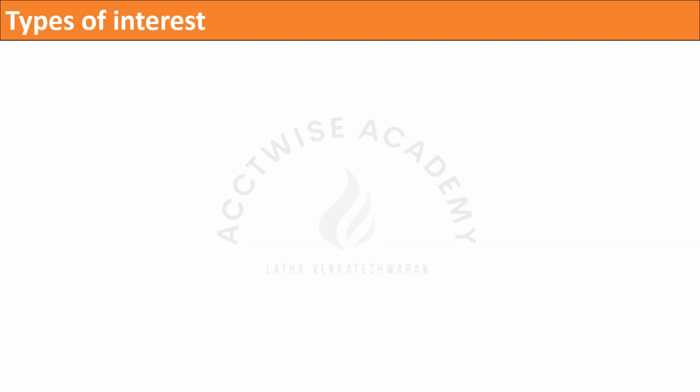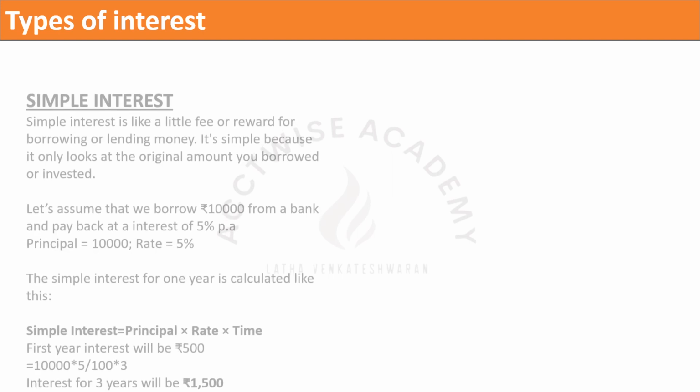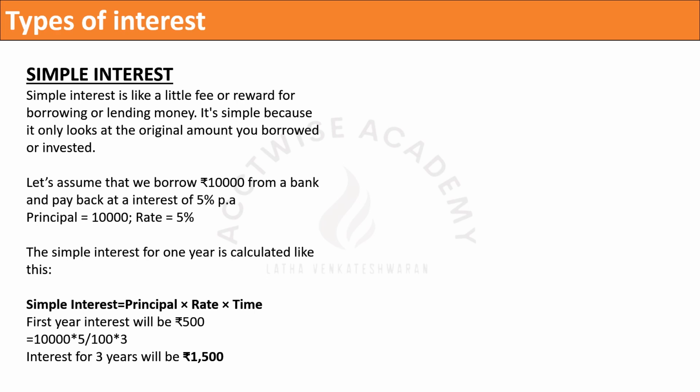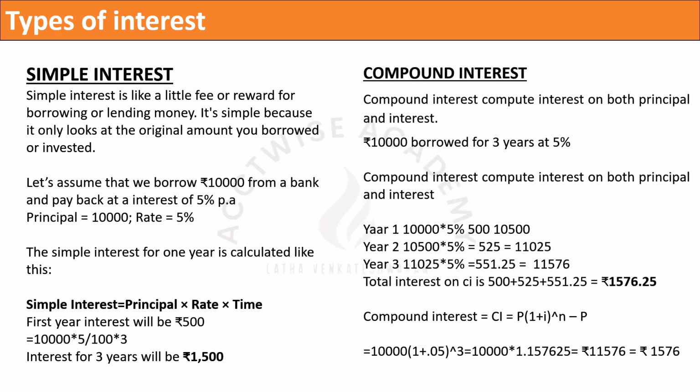Let us now see how the two main types of interest, that is simple interest and compound interest, work. Simple interest is like a little fee or reward for borrowing or lending money. It's simple because it only looks at the original amount you borrowed or invested. Let us see how it works.